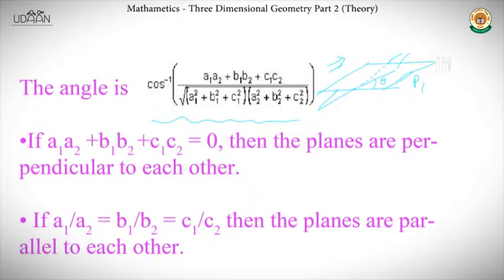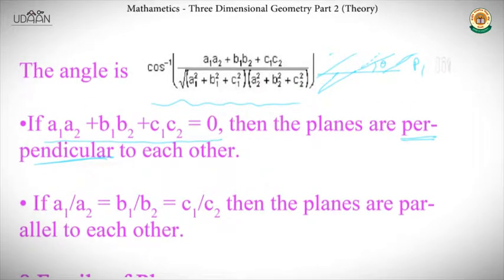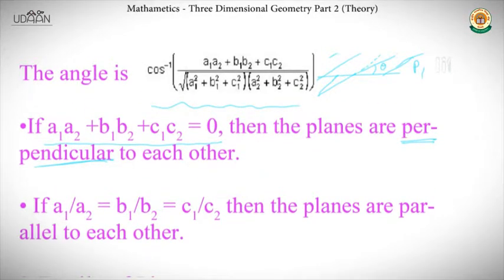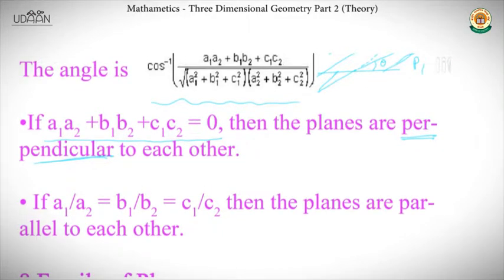Now we'll see various conditions in which summation A1 A2 becomes 0 or A1/A2 equals B1/B2 equals C1/C2. If summation A1 A2 becomes 0, then the planes are perpendicular to each other, because cos inverse 0 is pi by 2, which implies theta would be pi by 2, hence the planes are orthogonal. If A1/A2 = B1/B2 = C1/C2, then the planes are parallel to each other, because both the direction ratios are proportional.